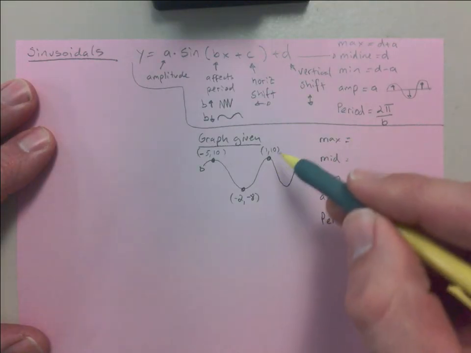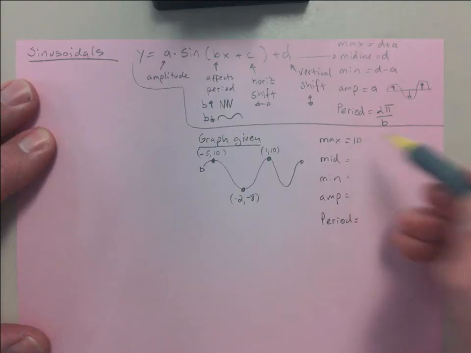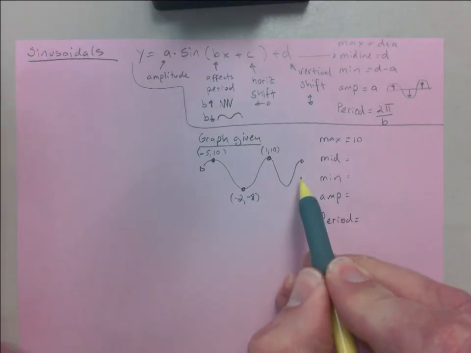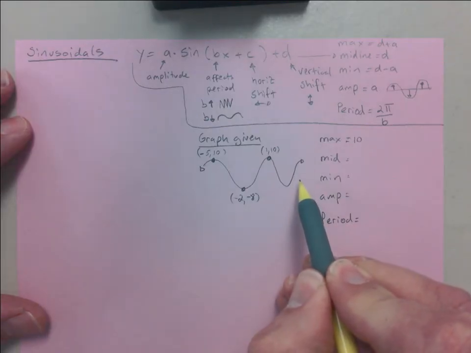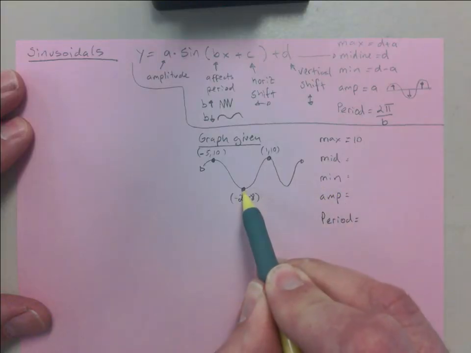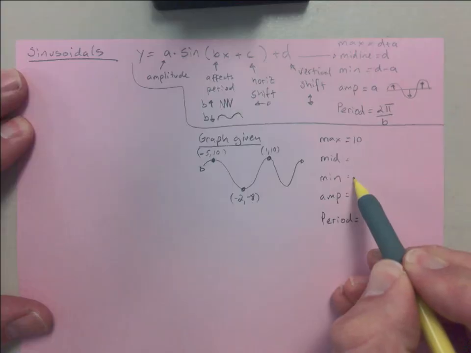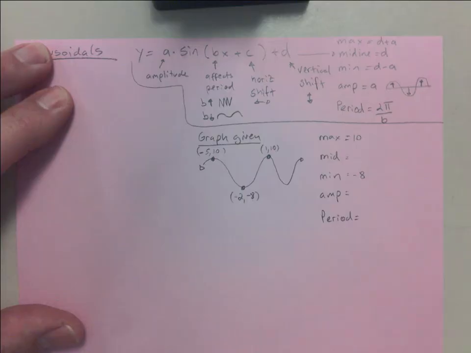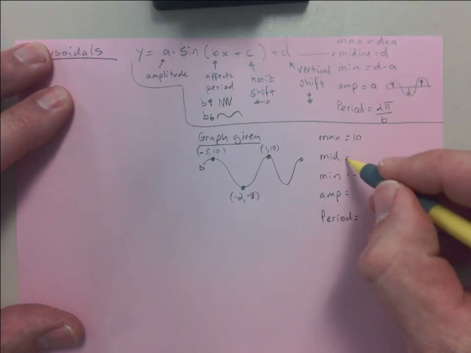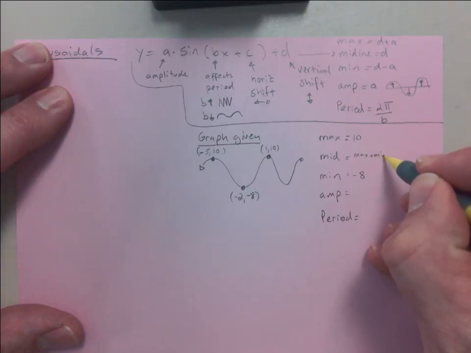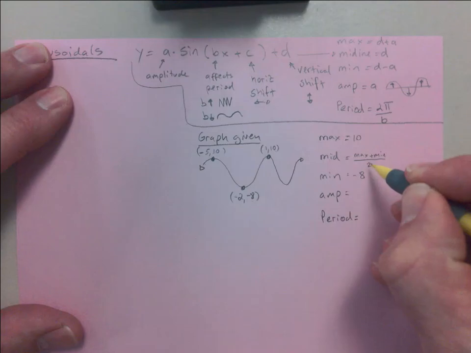In this case, the max is just 10. I think that's plain and simple. The midline is hard to tell here, so please don't guess. I would skip the midline for now and find the one that's a little easier to find, which is the min. That should be -8. And then you find your midline. Midline is max plus min divided by 2.